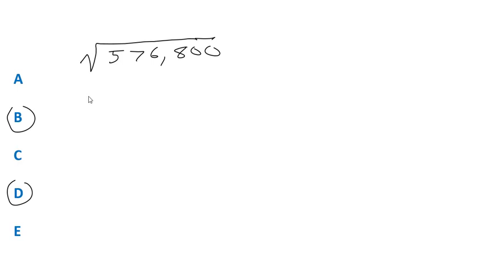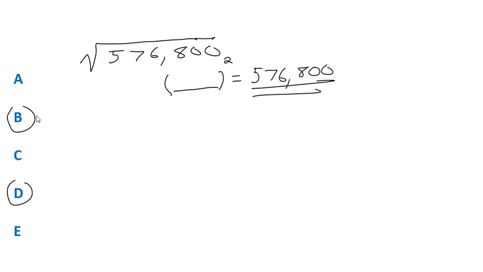This number we have here, the square root of 576,800, is the same as something times itself equals 576,800. In other words, something, if you square it, is going to lead to that number. Well, let's look at the answer choices. We'll start with answer B. See if it's in the ballpark. If it's too high, then we know the answer is A. If it's too low, then we'll go to D.